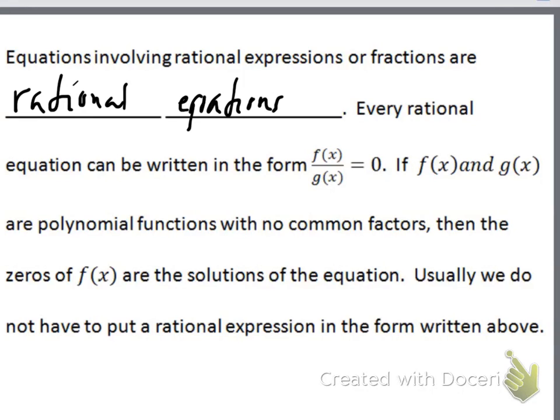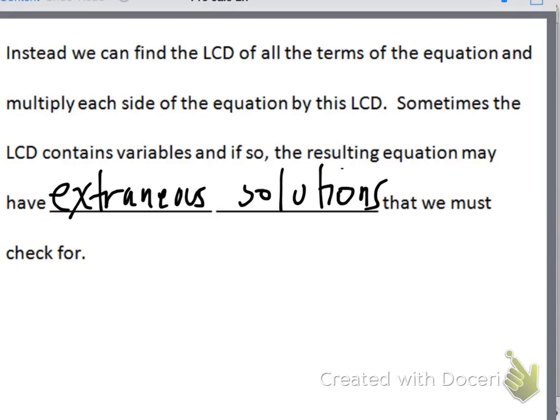Every rational equation can be written in the following form here. If f of x and g of x are polynomial functions with no common factors, then the zeros of f of x are the solutions of the equation. Usually we do not have to put a rational expression in the form written above, so instead we can find the LCD of all the terms of the equation and multiply each side of the equation by this LCD.